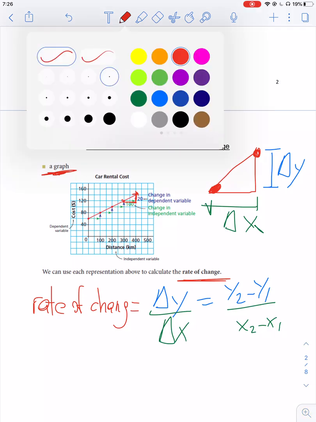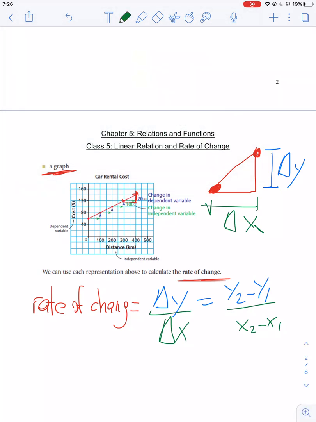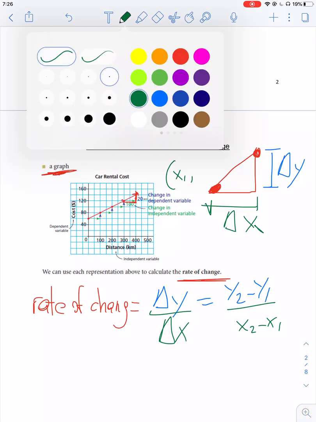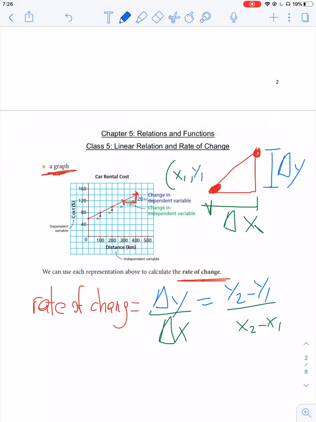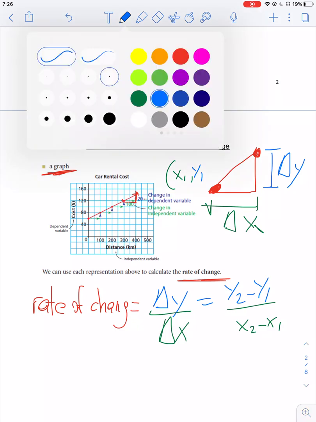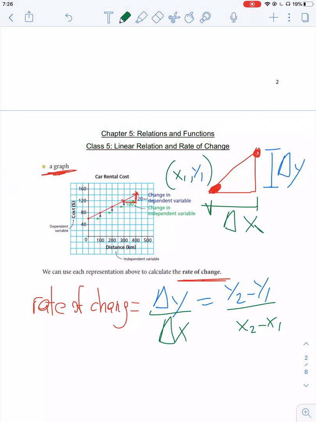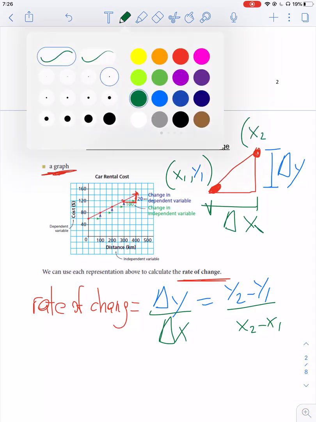So this point will have an x coordinate, whatever the x coordinate is. Let's just call it x1. Now because my x coordinate is x1, my y coordinate has to be y1. The numbers have to match. Again, I'm using blue for y, green for x. Now this point over here, because this is x1, then this has to be x2, and the y coordinate of this point will be y2.